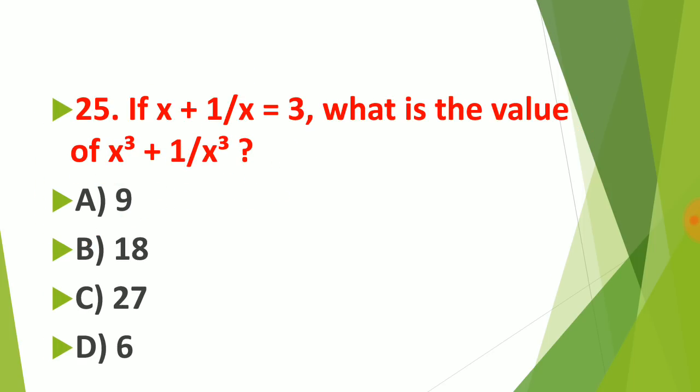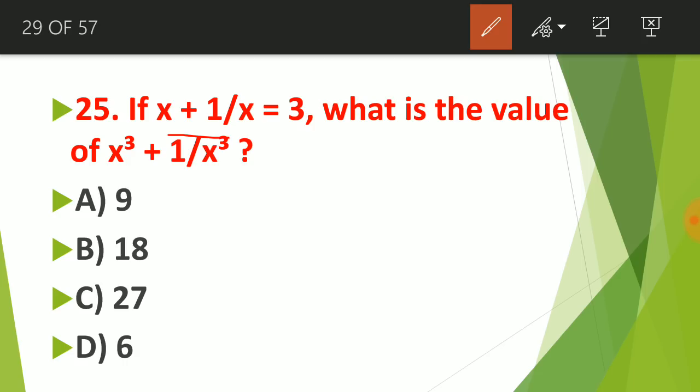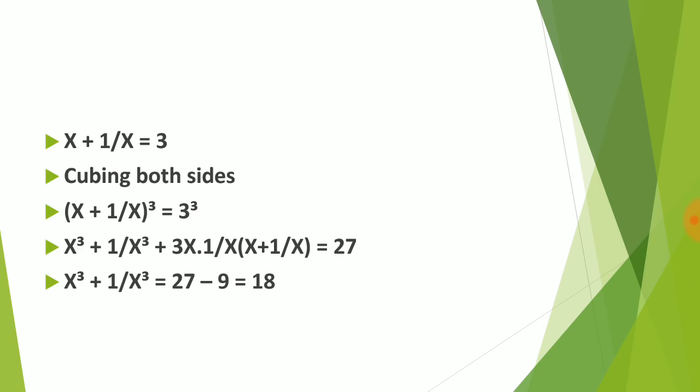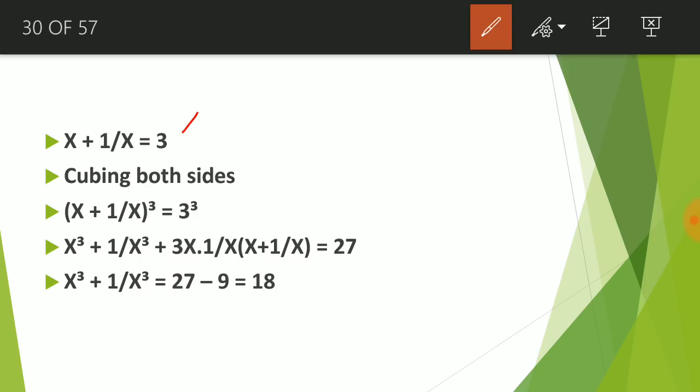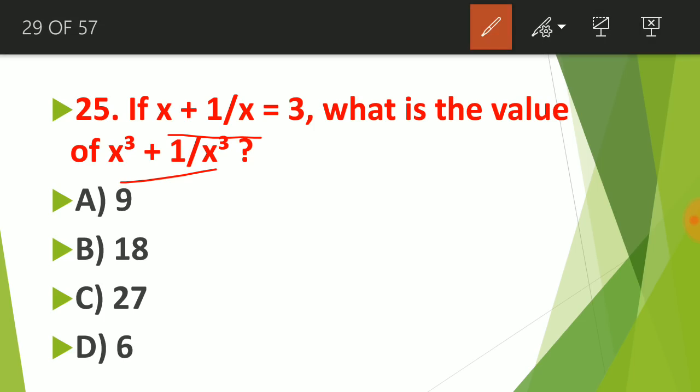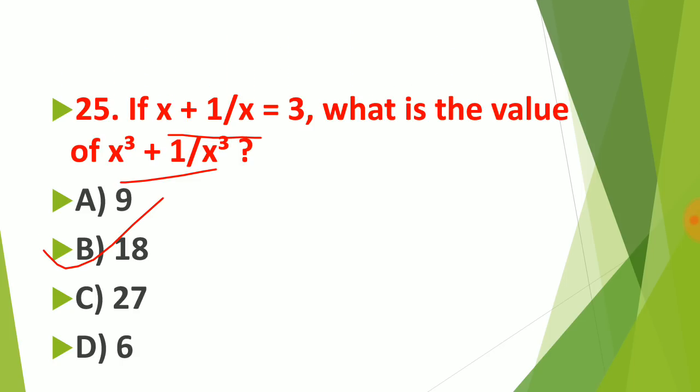Now let us move to question number 25. If x plus 1 by x is 3, what is the value of x cube plus 1 by x cube? This is already given. Now cubing both sides, we know the formula for (a plus b) cube is a cube plus b cube plus 3ab(a plus b). The x and x will cancel, and this will give 3, and this is also 3. 3 into 3 into 3 is 27, and 3 times 3 is 9; if we subtract 9 from 27, we will get 18. So 18 is in option choice B. This is the correct answer for question number 25.